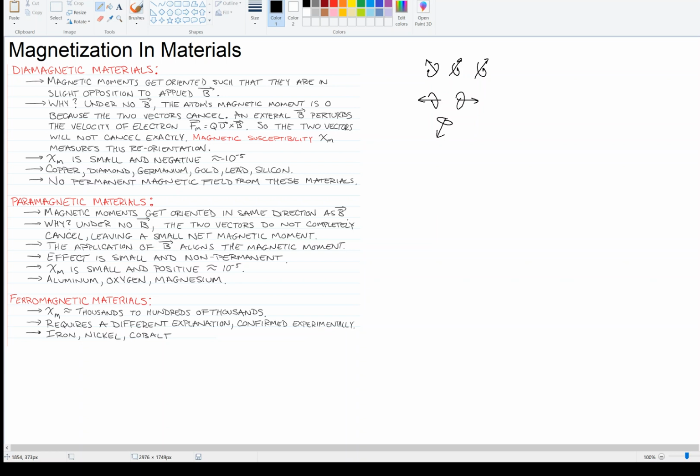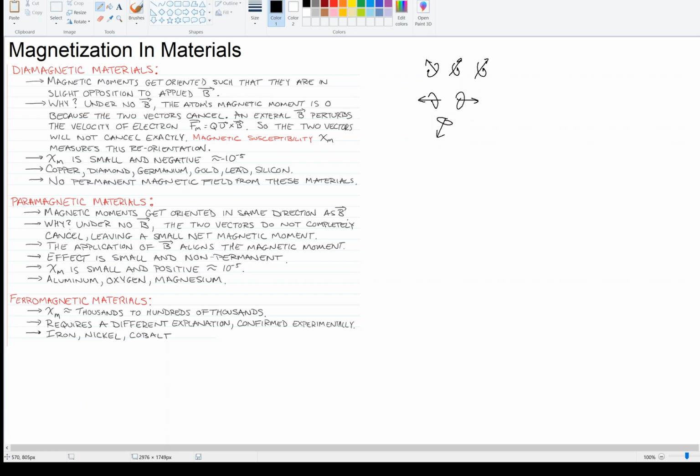Now, there are three types of materials that we're going to consider, and so we're going to bring in these notes on the left, and everything that I'm going to run through here is confirmed by experiments. So this is just the way it is. The first type of material is the diamagnetic materials.